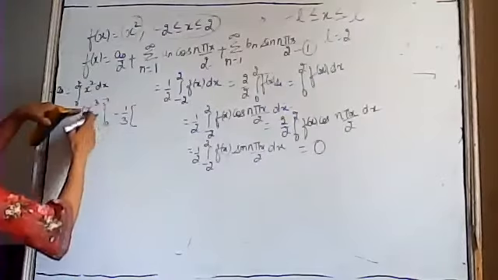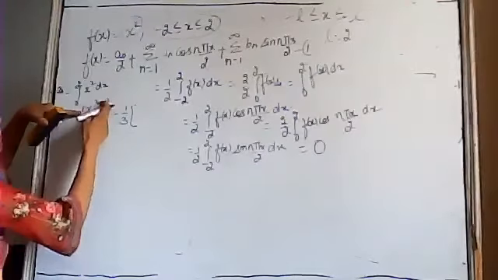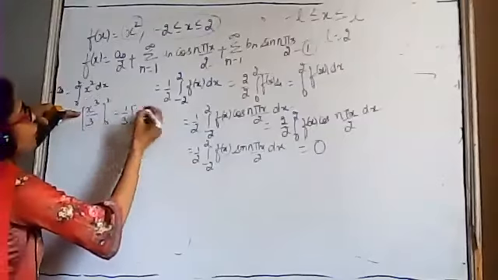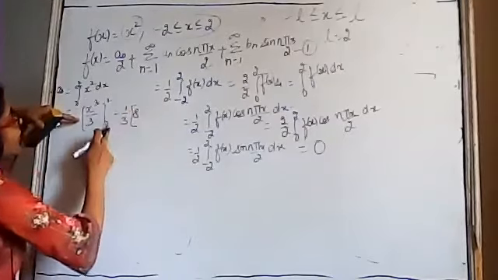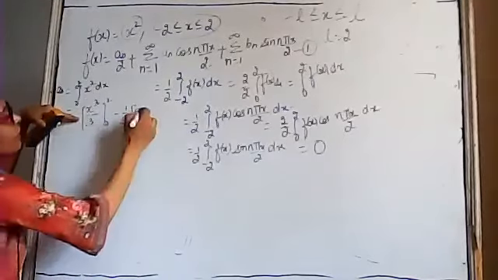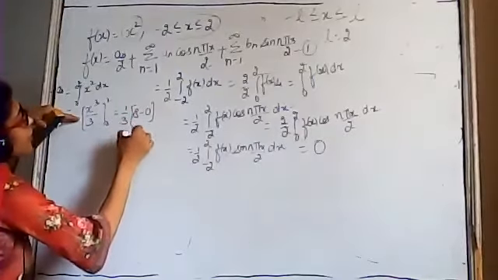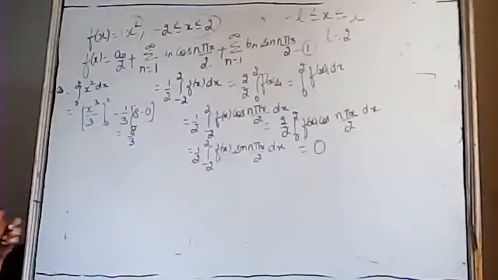First of all, substitute the upper limit. After substituting the upper limit, you will get 2 cube, and 2 cube is 8. After that, substitute the lower limit and it is 0. So your answer will be 8 by 3. So this is the value of a naught.